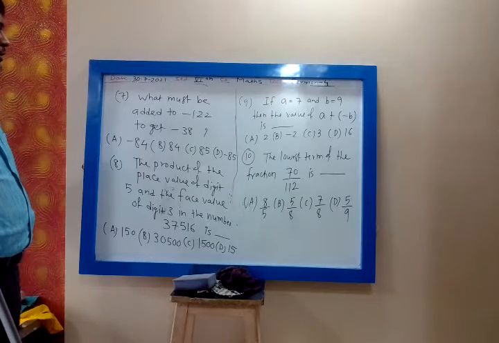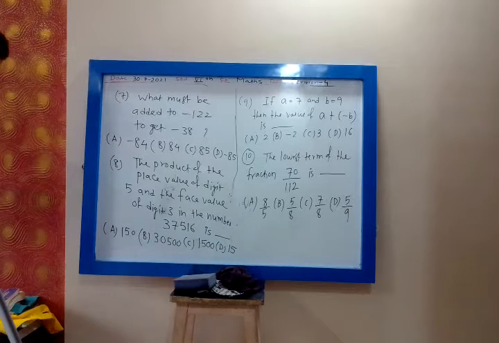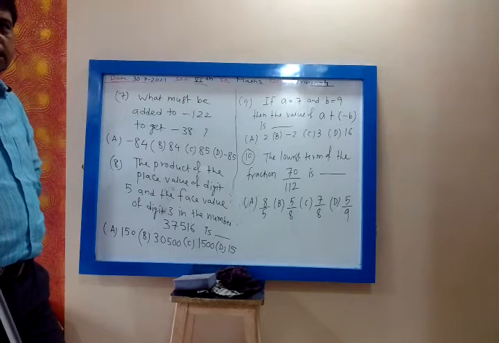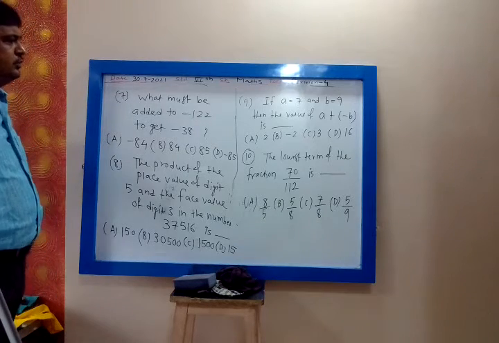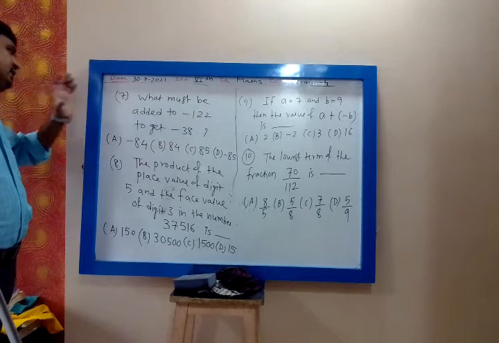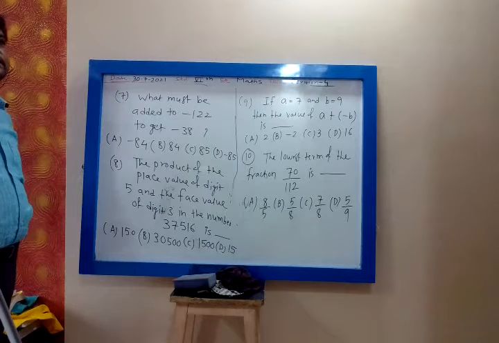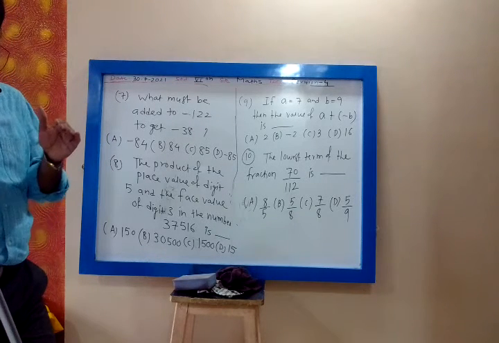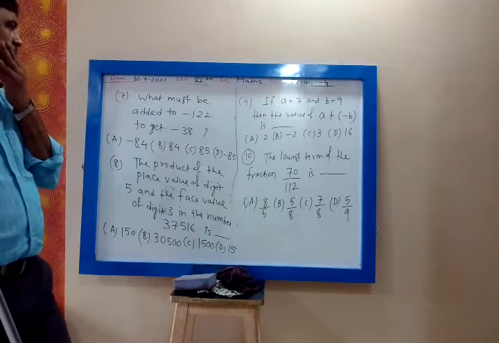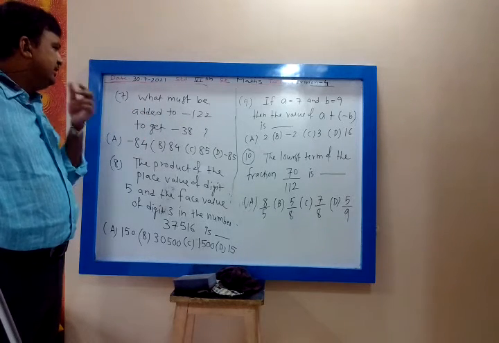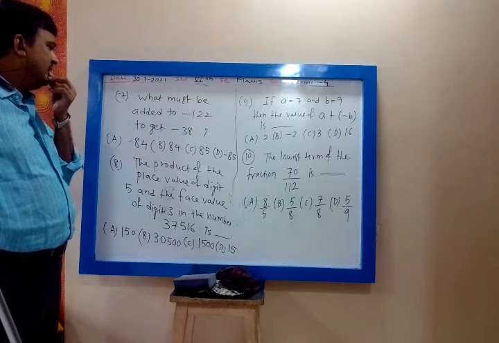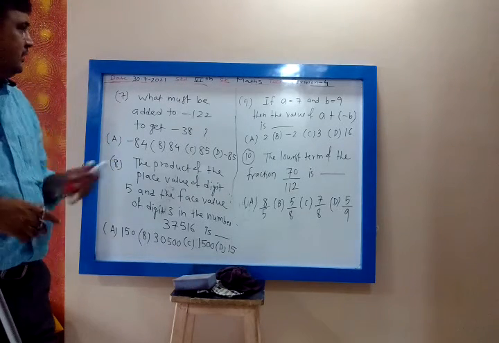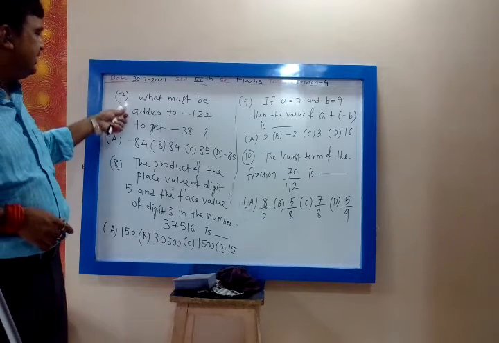Mute the microphone. You can do the calculation in your mind. Chalo, 2 more minutes I will give. After 2 minutes, I will ask you to send the answer of 7. Don't send me right now. When I start, chalo. Seventh one: what must be added to minus 122 to get minus 38? Start sending me the answer. Seventh option you have to send.